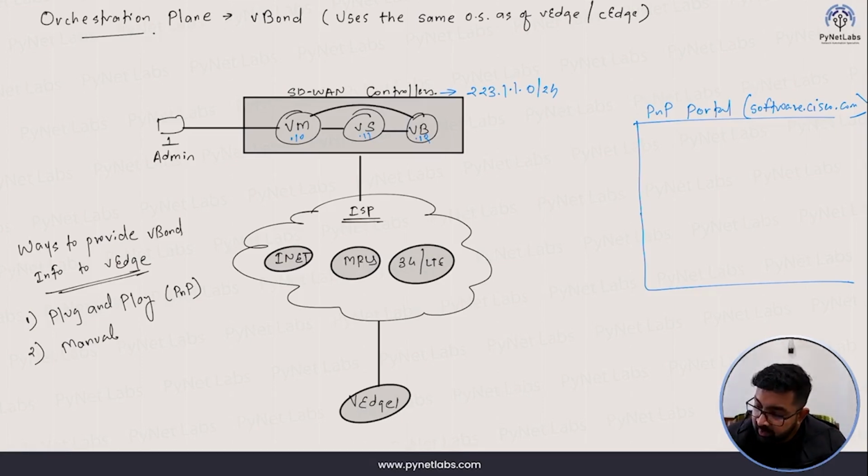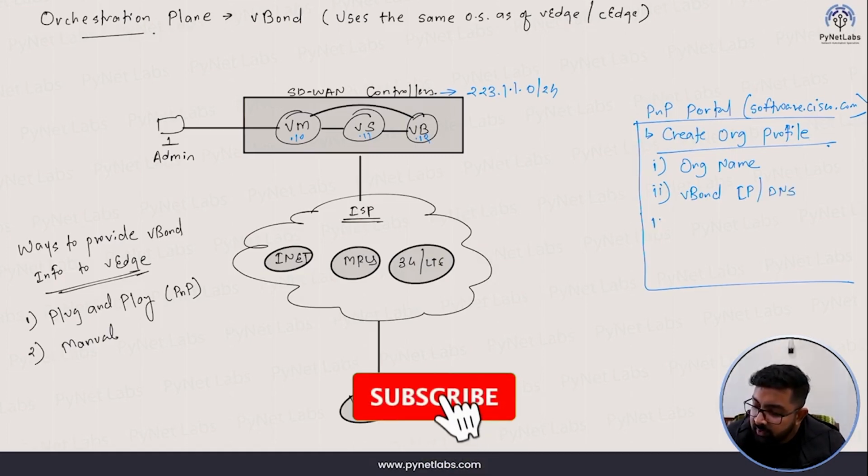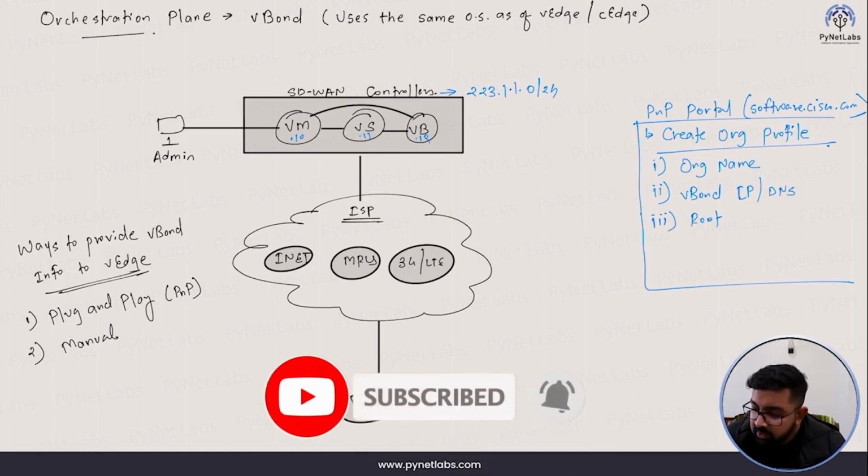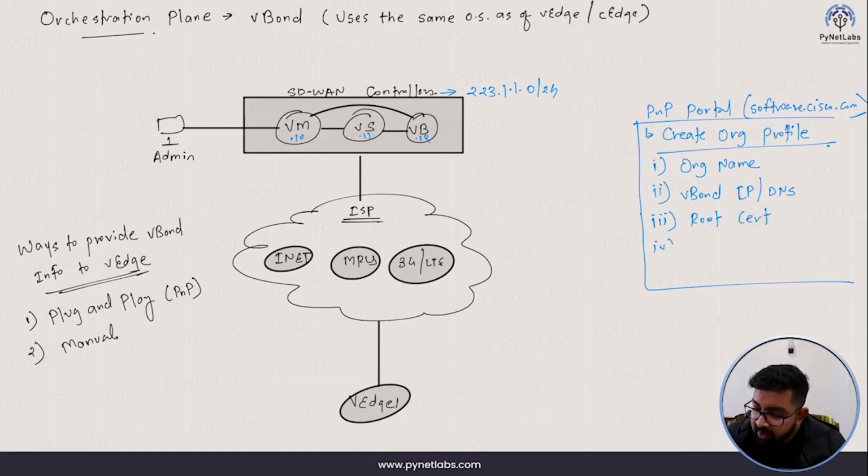Once you sign in, inside of that portal, you need to create an organization profile. In that organization profile, you will define certain things. You will define the organization name. You will also define the vBond IP address or DNS address, whatever you want. You will define the root certificate parameters. You would define the deployment type: is it an on-prem solution or on-cloud solution? And you will upload the WAN edge list.